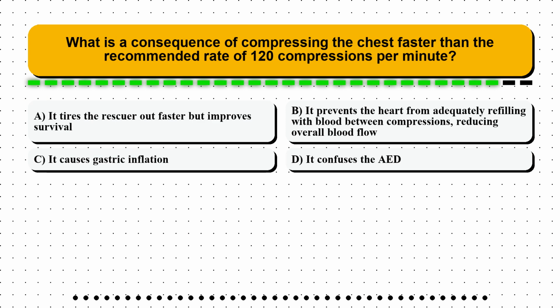Question 6. What is a consequence of compressing the chest faster than the recommended rate of 120 compressions per minute? Option A, it tires the rescuer out faster but improves survival. Option B, it prevents the heart from adequately refilling with blood between compressions, reducing overall blood flow. Option C, it causes gastric inflation. Option D, it confuses the AED.